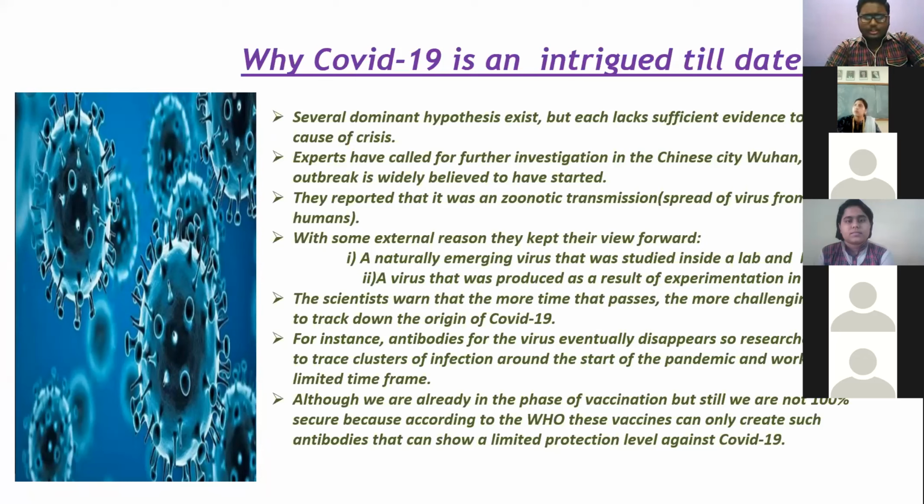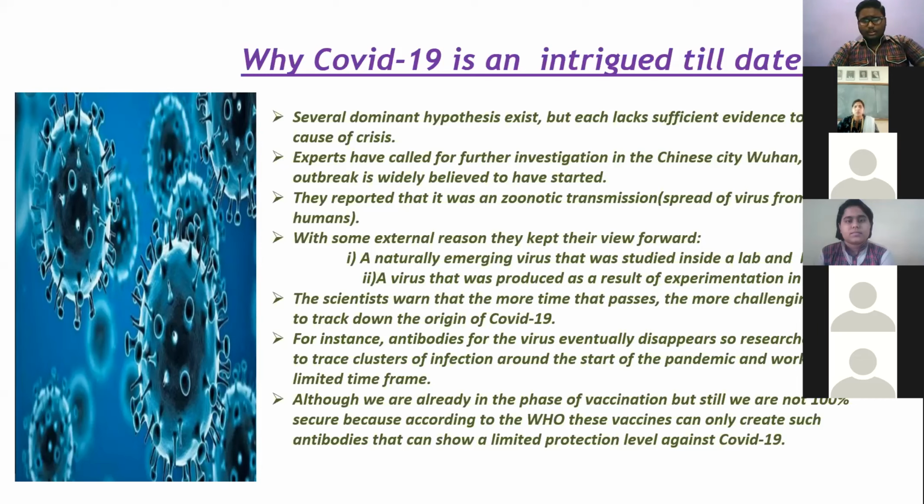Another hypothesis is that, for some external reason, a naturally emerging virus that was studied inside a lab leaked. Another is a virus that was produced as a result of experimentation in a lab. The scientists warned that the more time that passes, the more challenging it will be to track down the origin of COVID-19. For instance, antibodies for the virus eventually disappear. So researchers hope to trace clusters of infection around the start of the pandemic and must work within a limited time frame.